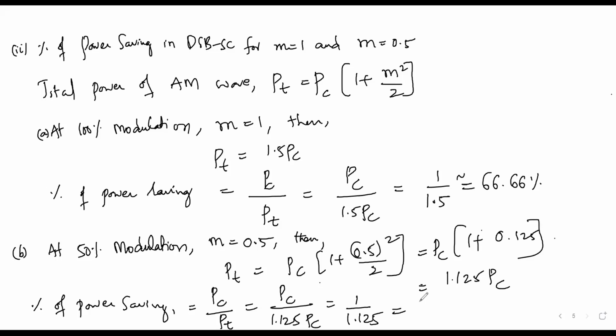G8 has responded correctly. Good job. So it is 88.88%. So at 50% modulation, the percentage of power saving is 88.88%.